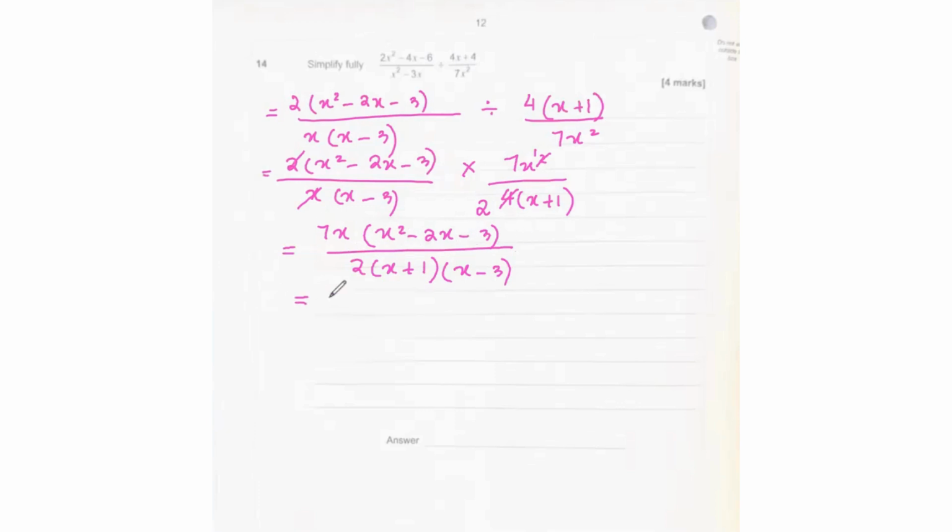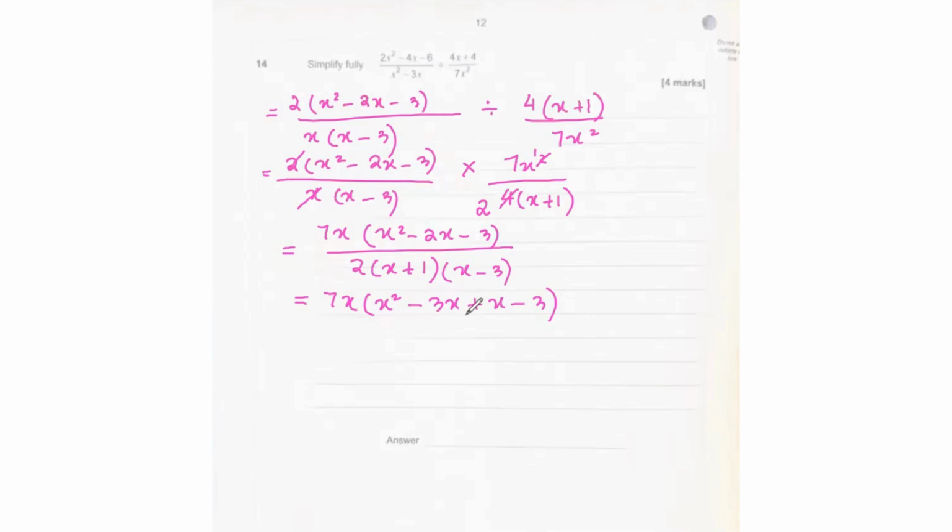I'm going to use splitting the middle term. You can use any method that suits you. Multiply the coefficient of x squared with the constant, that's 3. Factors of 3 are 3 and 1. So we can use 3 and 1 to replace 2x. So it becomes x squared minus 3x plus x minus 3.